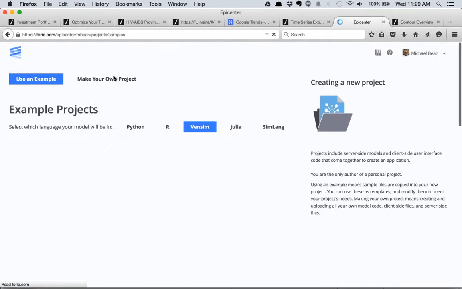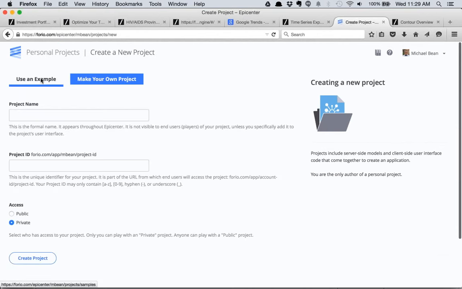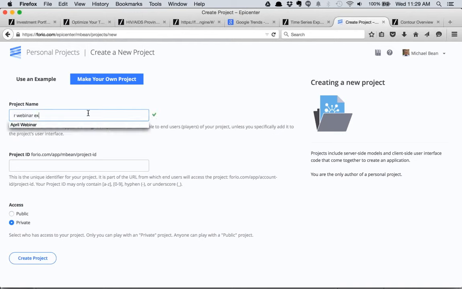I have a bunch of stuff in here. As I said, I'm going to create a new project right now. I'm going to go to make my own project as a link, so I can either use an example or make my own project. And I'm going to call this my R webinar example, I guess. That's what I'm going to call it today. And what you can see here is when I typed in the name of this R webinar example, it created a project ID that is a URL essentially. So it's forio.com/app/ the name of my account, which my personal account is called mbean, my name Michael Bean. And then it's turned this into a URL-friendly link. If I had used capitalization, it would have put everything in lowercase. You can see it replaced the spaces with hyphens. If I don't like that name, I can go in there and change it if I want to.